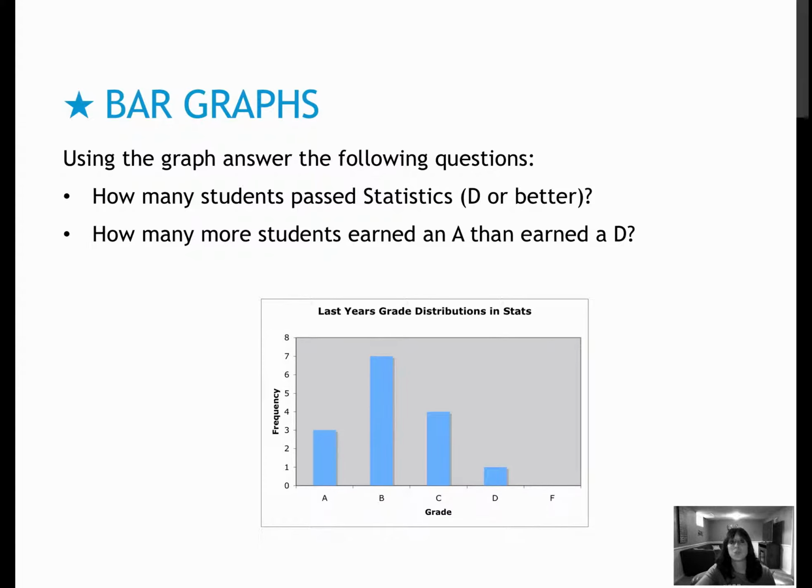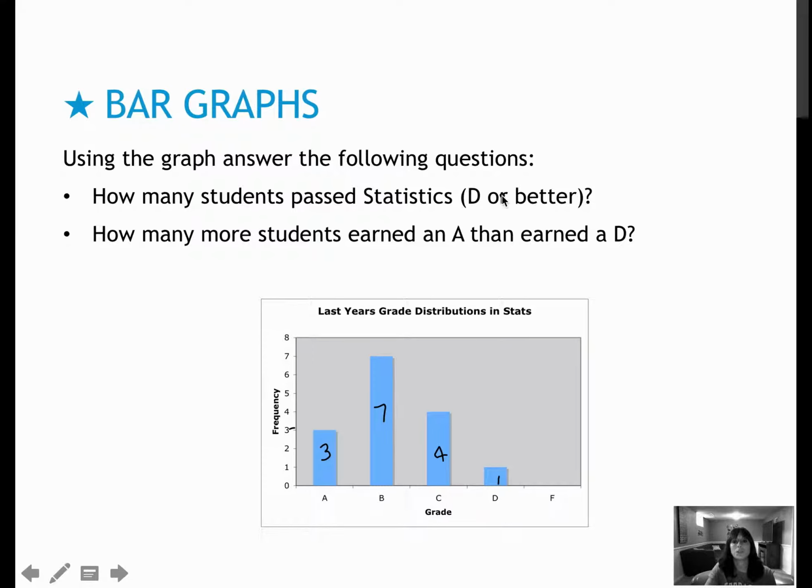Here's a question for you to try on your own. Answer the questions using the bar graph that I've given you, and then press play to see how you did. How many students, in this case, passed statistics with a D or better? They don't give me the numbers, but I can look at the scale on the side. It says frequency, but it's the same. That means A happened 3 times, B happened 7 times, C happened 4 times, and D happened 1 time.